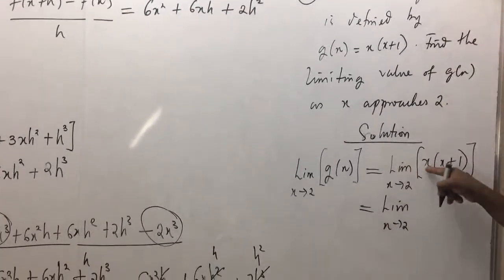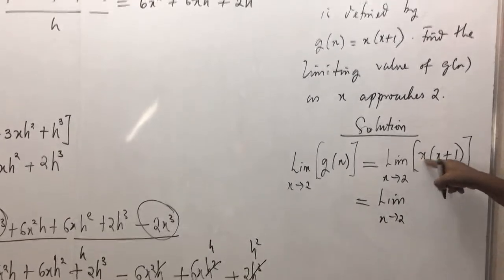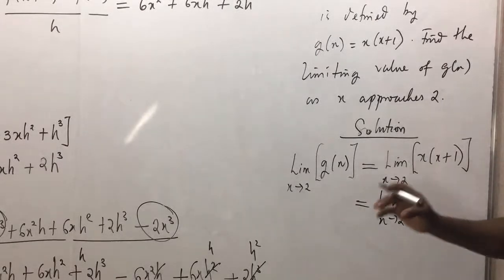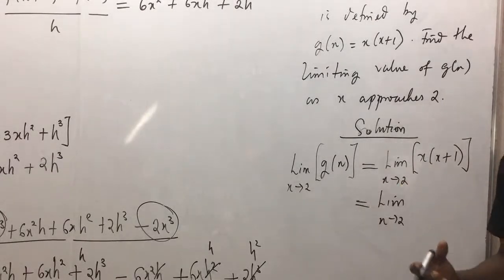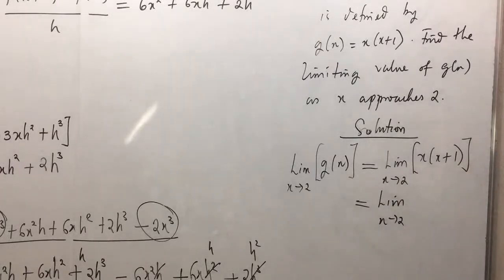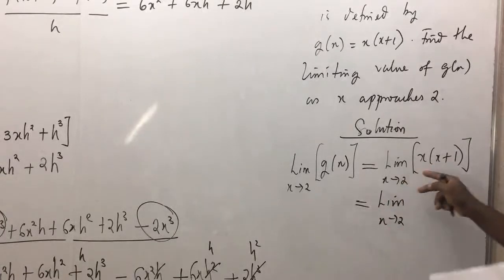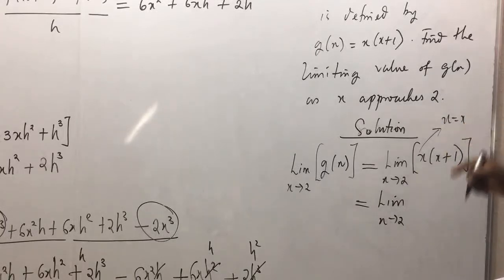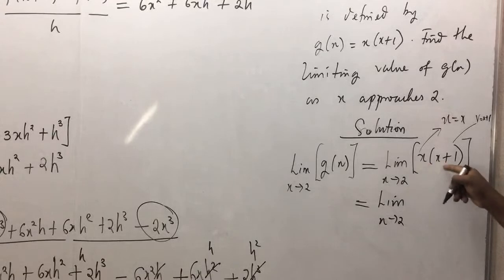So take note, in this function x in bracket x plus 1, there are two component functions. One function is x on its own, and the other function is x plus 1. So assume that there is a function u given as x, and there is another function v given as x plus 1. So you will come to realize that if we say u is a function equal to x, and v is another function such that v is equal to x plus 1, then this becomes a product of u and v.